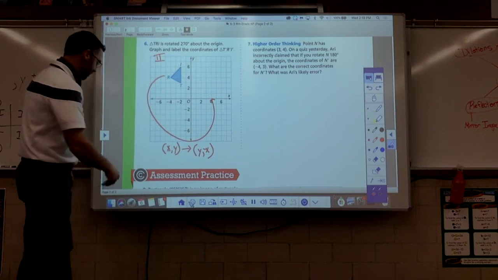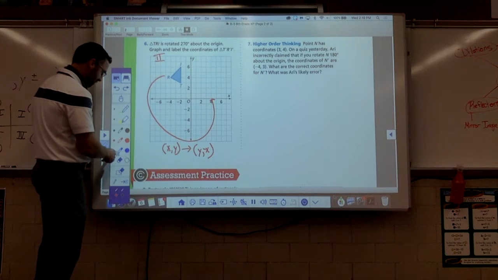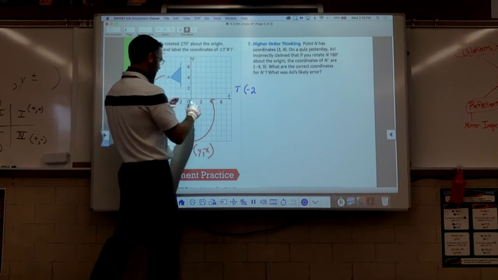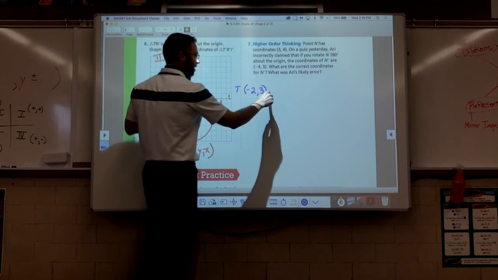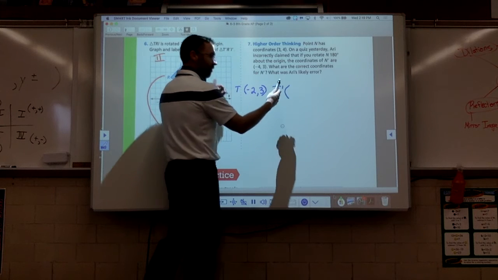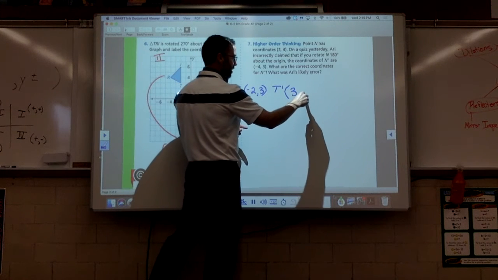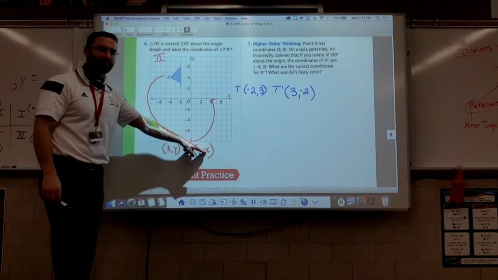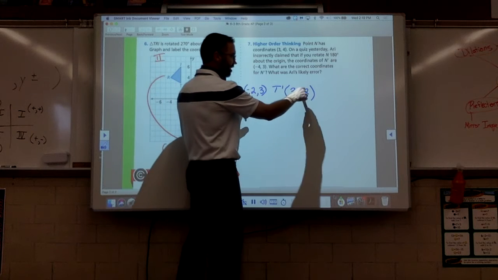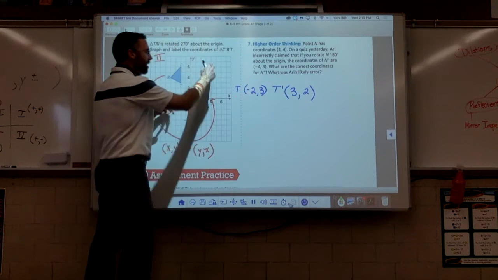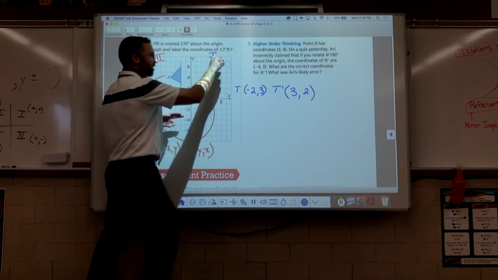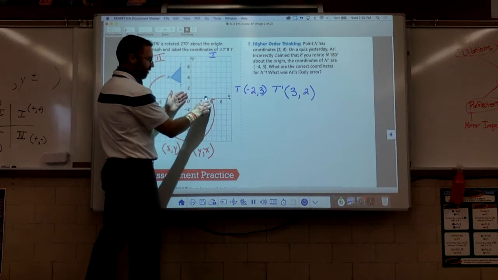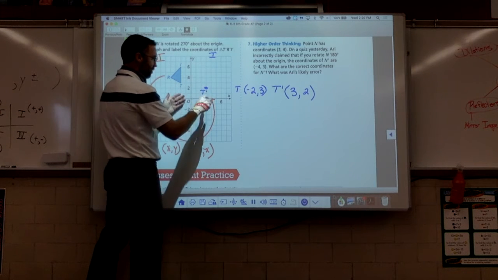So let's go through these, and I'm going to do some of my writing over here to the right. This point right here is point T, -2, 3. Well, the image of T, we got to flip them around, 3 and -2. But remember, we have to take the opposite of that x number. So instead of this being negative, now it's going to be positive. Both of these numbers have to be positive on this one because we're ending up in quadrant number 1. So over 3, up 2. There's the image of T.